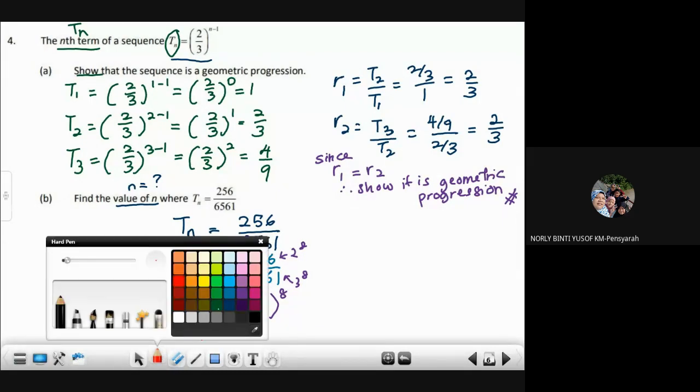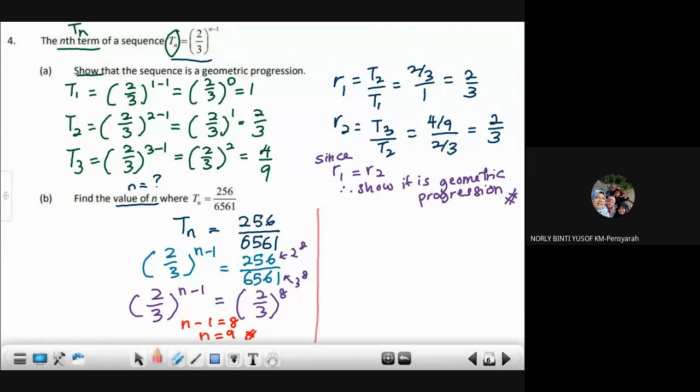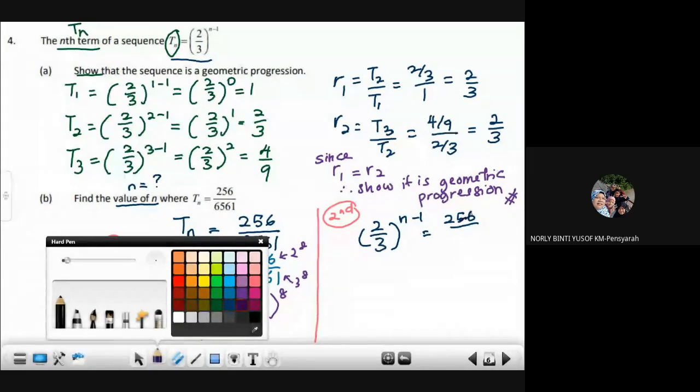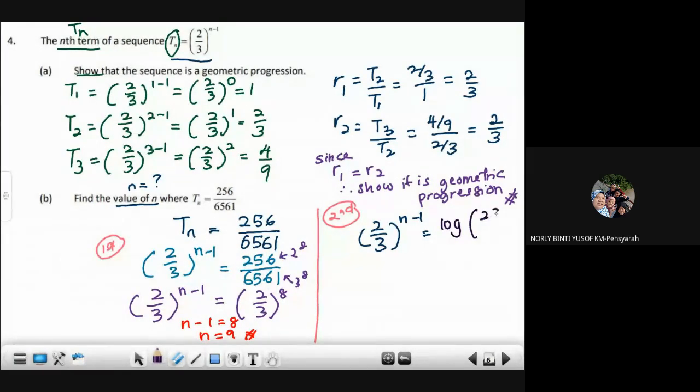Itu cara pertama. Cara kedua, sekiranya kita tak boleh nak fikir 2 kuasa 8 tu, nak try and error kat calculator. Okay, this is first, this is second. Okay. So kita akan buat log both side, 2/3, N tolak 1, 256/6,561, terus log terus. Sekejap. Okay, log 256/6,561. Ni terus log. Log 10 lah, tak tulis pun tahu base 10 yang boleh tekan calculator.